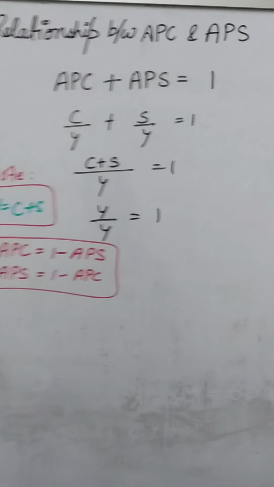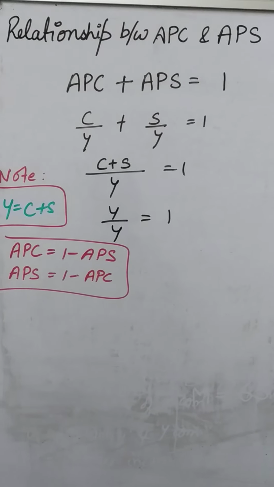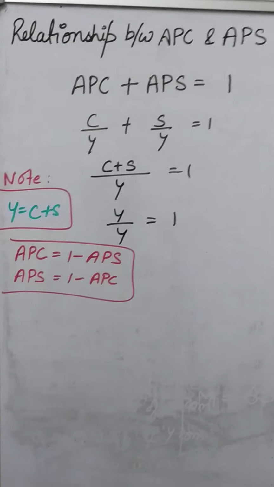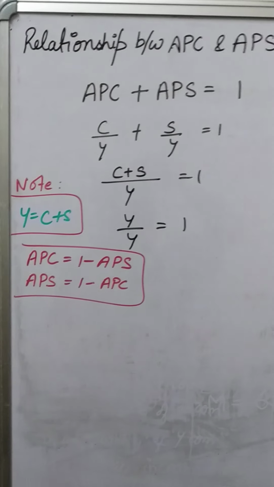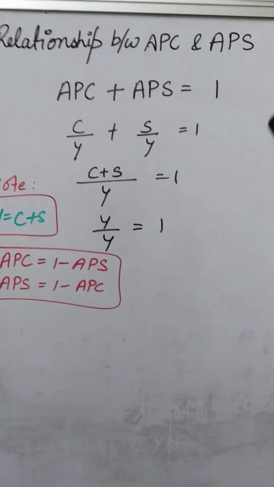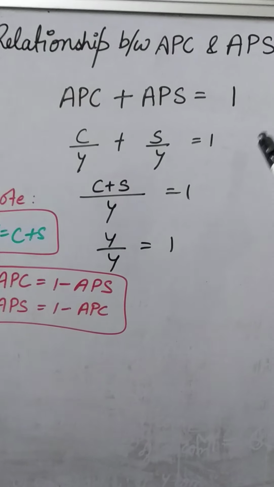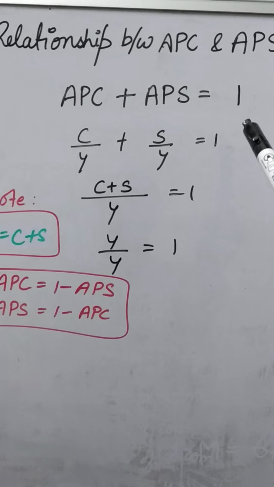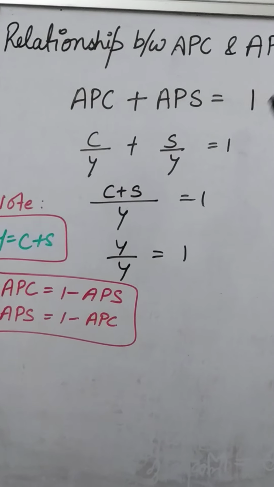Good morning, class. Now, after the concept of saving function and consumption curve, let's start the relationship between APC and APS. The relation between APC and APS is equal to 1. That means both the values will not be more than 1.